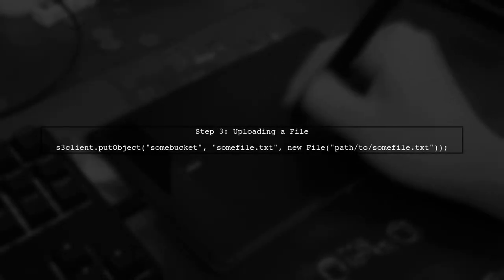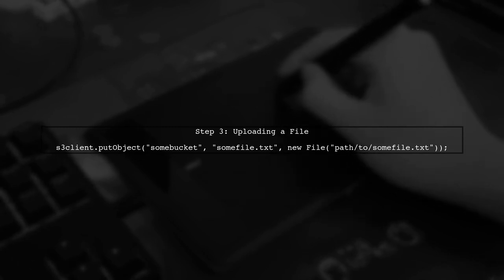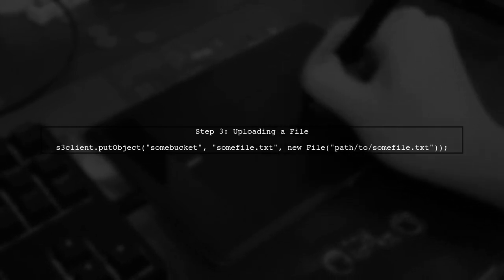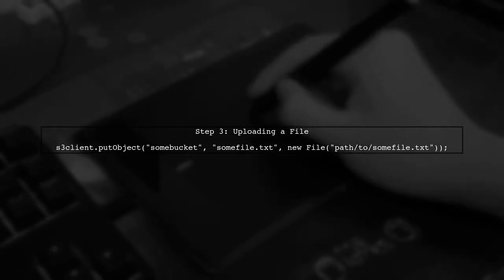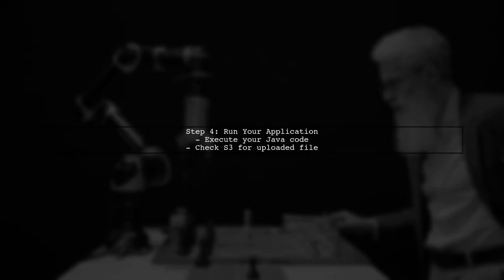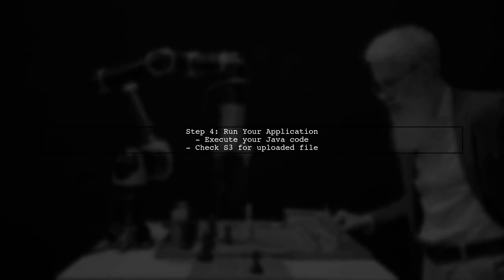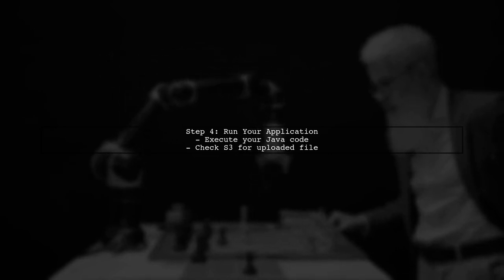Now let's write the code to upload a file. You can use the putObject method of the Amazon S3 client to upload your file to the specified bucket. Finally, run your Java application. If everything is set up correctly, your file should upload to S3 without needing to specify access and secret keys.